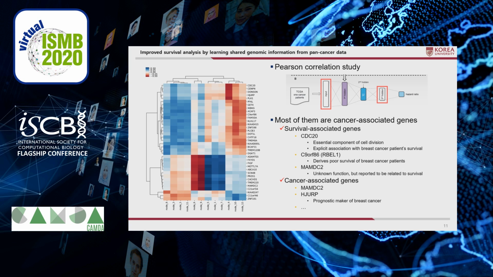This is the visualization of the correlation table. You can find that the most correlated genes are cancer-associated genes. First, CDC20, C9orf86 known as RBL1, and MAMDC are known as survival-associated genes. Among them, CDC20 especially is a very well-known survival-associated gene for breast cancer patient survival. And other genes, including MAMDC2 and HJURP, are also known as cancer-associated genes.